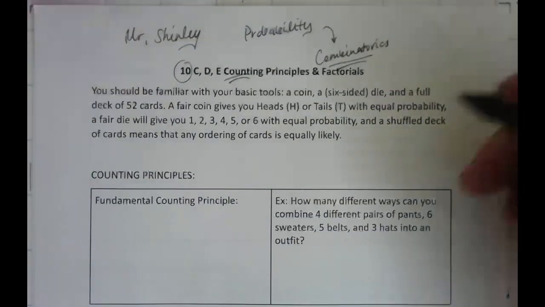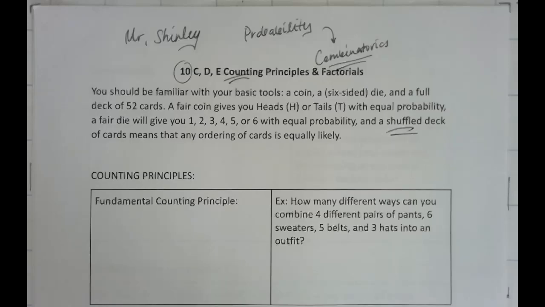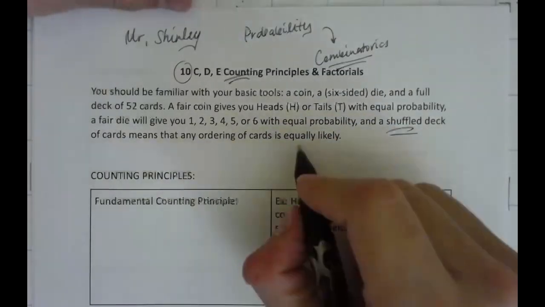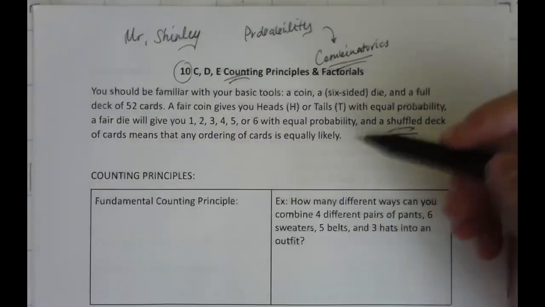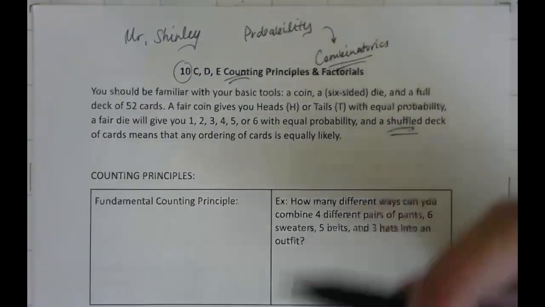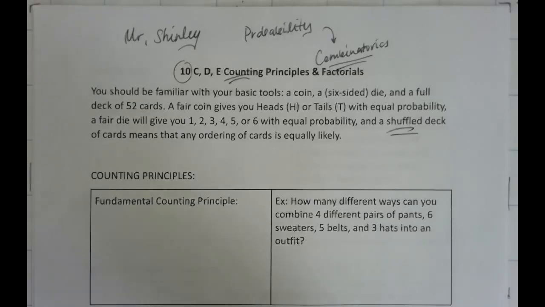And a properly shuffled deck, I like the way it says that, properly shuffled deck would mean any ordering of cards is equally likely. So in the standard deck of cards, there are 4 suits, hearts, spades, diamonds, and clubs. And then there are face cards and numbers and all that business. So that is kind of where we're starting at today. We're going to look through some cool examples of what's exactly going on. Without further ado, let's get started.